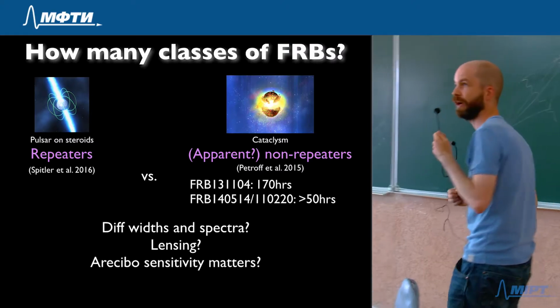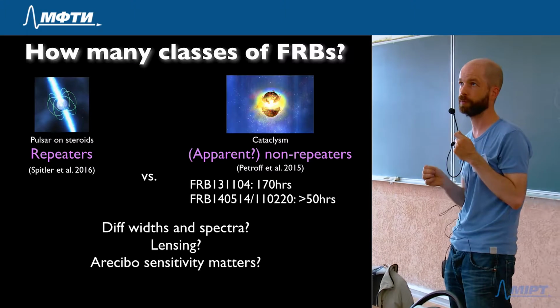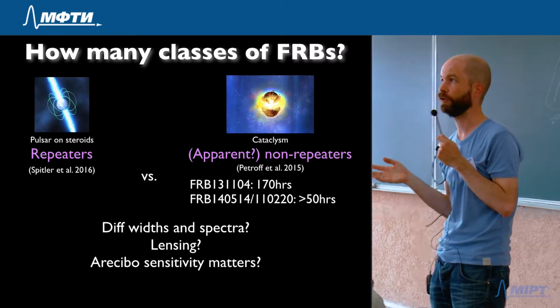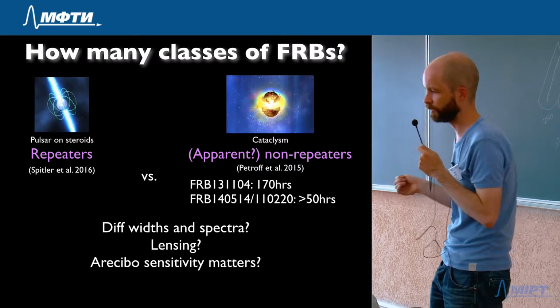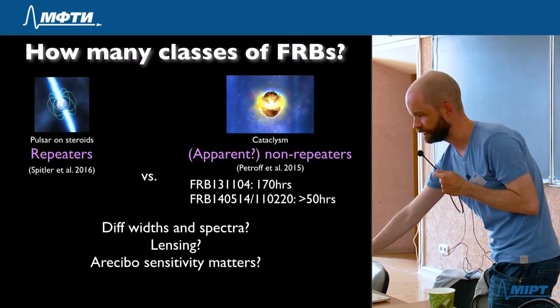Is it possible that we've actually already detected two physically different types of fast radio burst sources? Maybe these signals don't all come from physically the same source. Maybe there are multiple types. This is possible, and I'll comment more about this during the lecture.